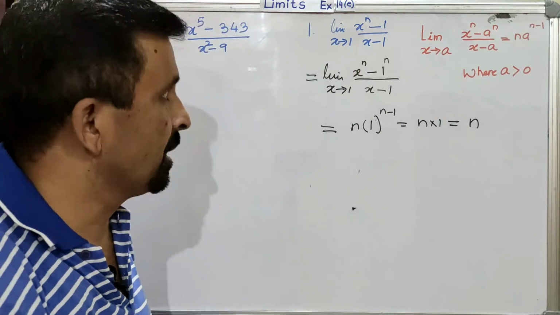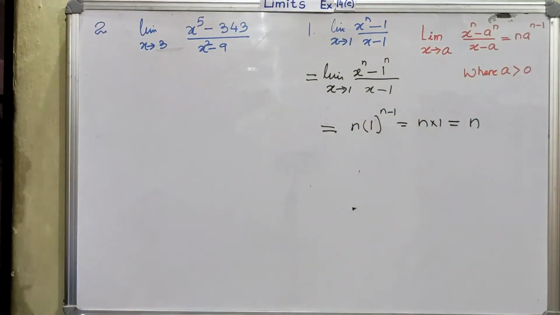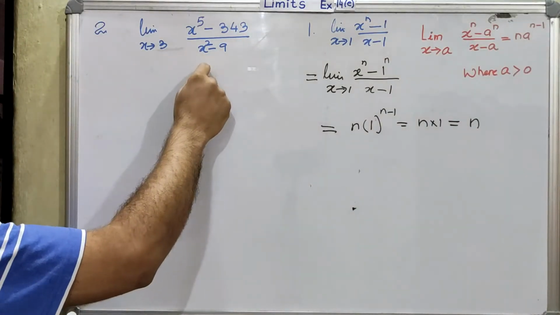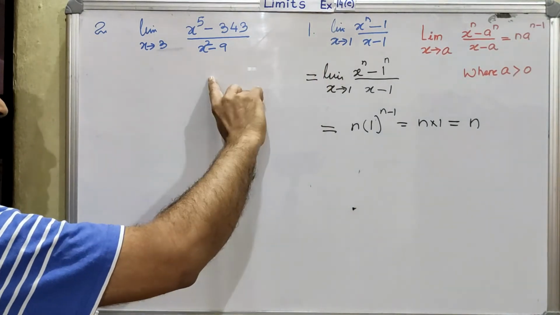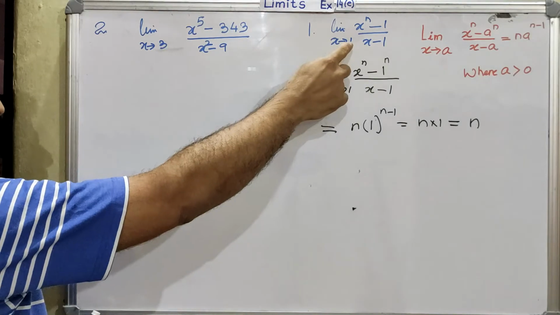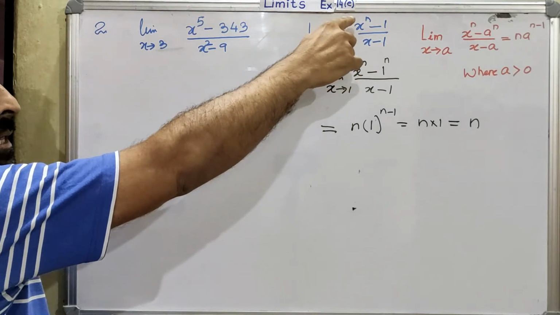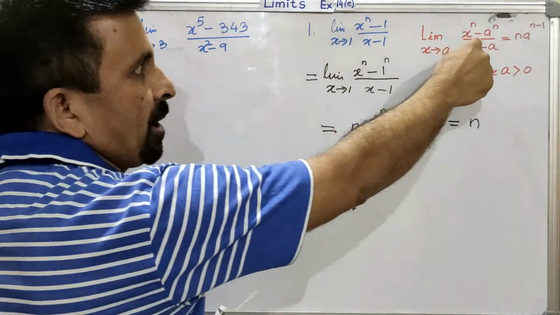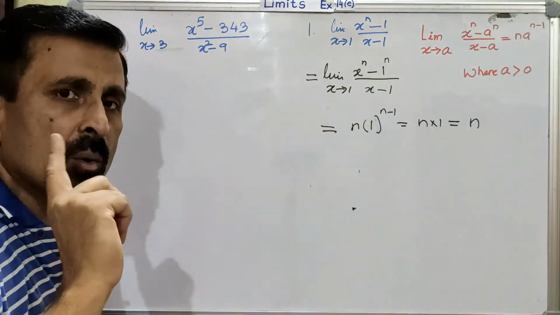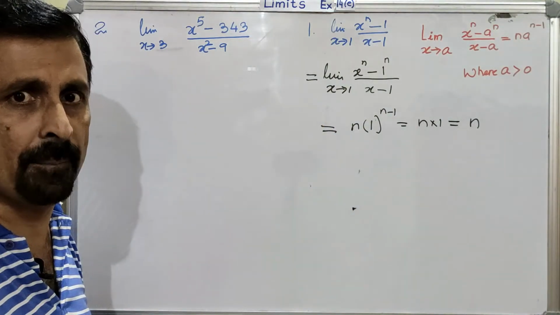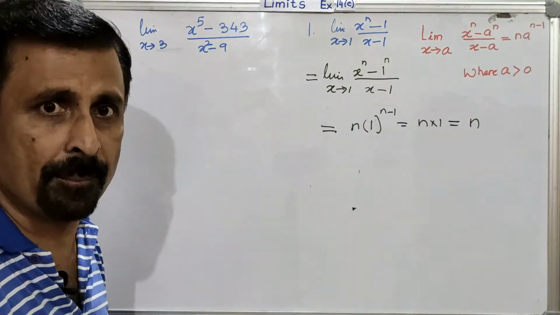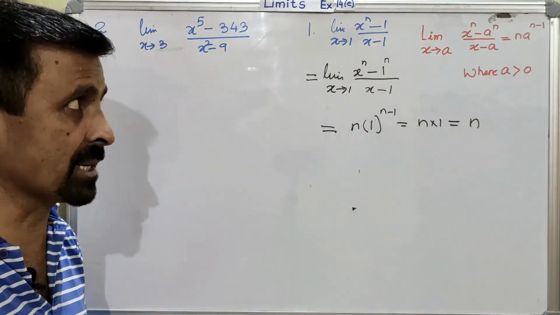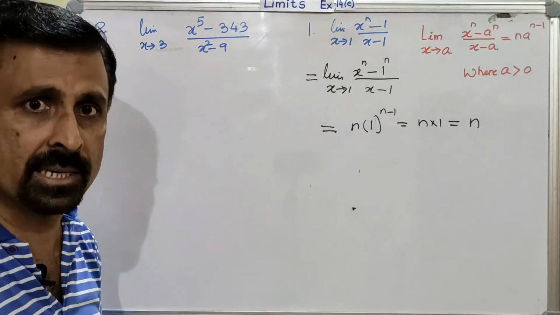Is it understood? Now we will move on to question number 2. Here, the difference between these two questions is that in this question only the numerator was the exponential number, and in the format also we expect only the numerator to be in the exponential form. The denominator should always be in the linear form.